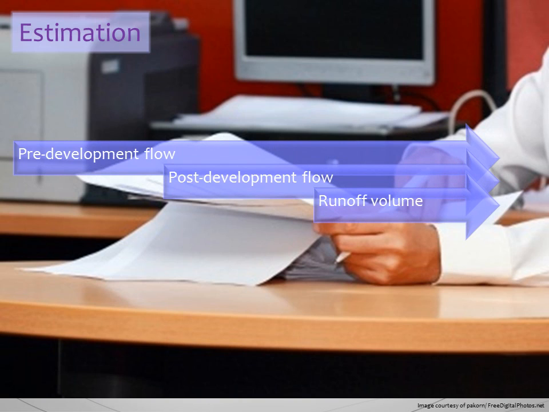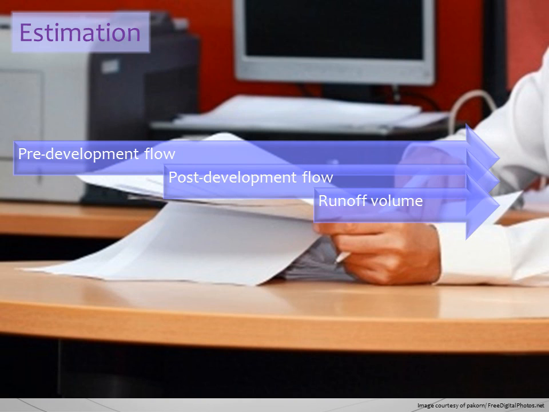It is therefore necessary to calculate the runoff flow likely during a rainfall event on the undeveloped site. This is known as the pre-development flow. Once the pre-development flow is known, it is then possible to calculate the amount of runoff from the site after the development is complete. This is the post-development flow.